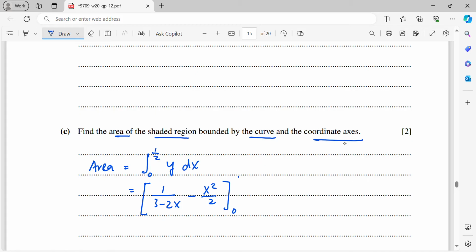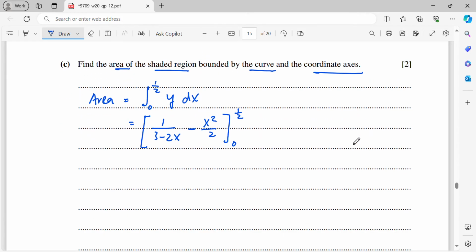With limits 0 and half. So now replace the x by half first, which is the upper limit. 1 over 3 minus 2 times half, then minus, okay, this is half squared over 2. Minus when the x is 0, so 1 over 3 minus 2 times 0, then minus 0 squared over 2.